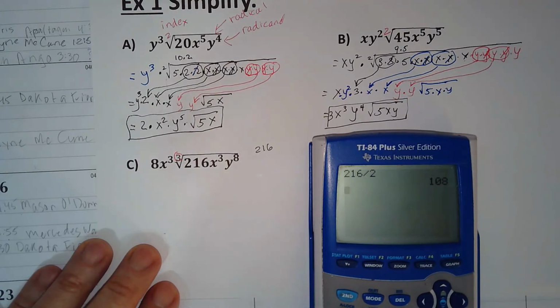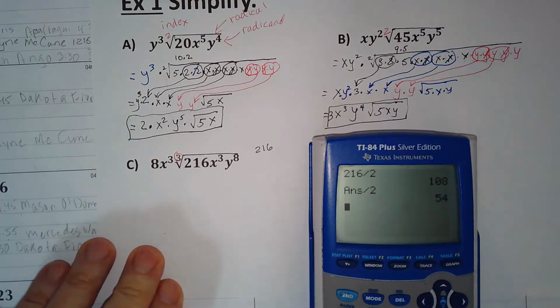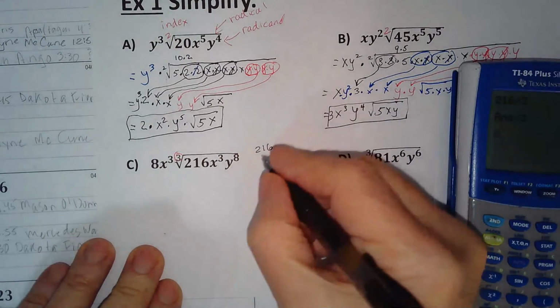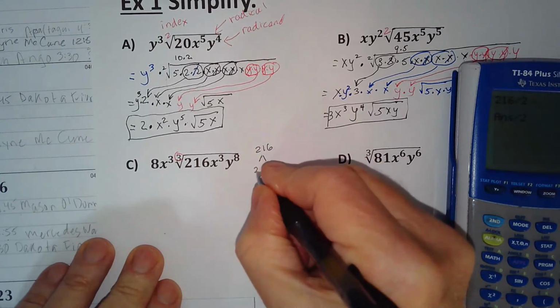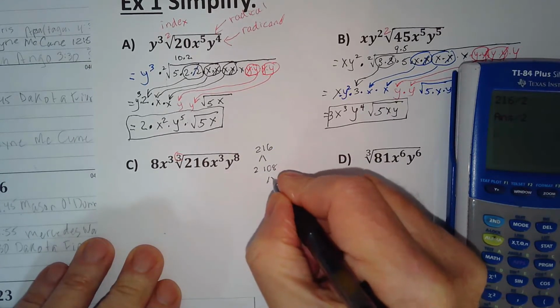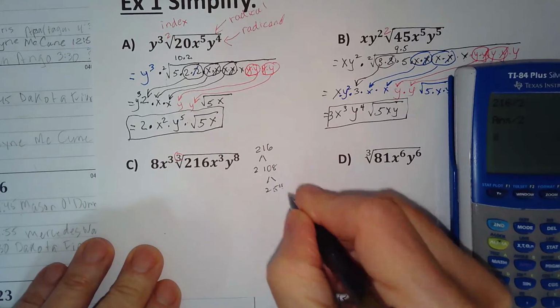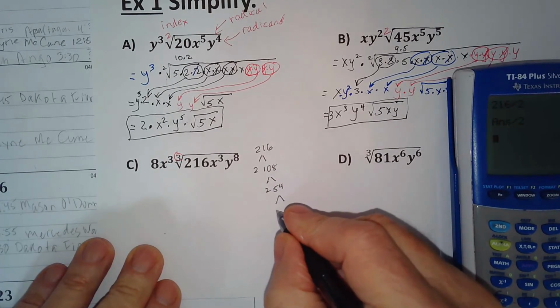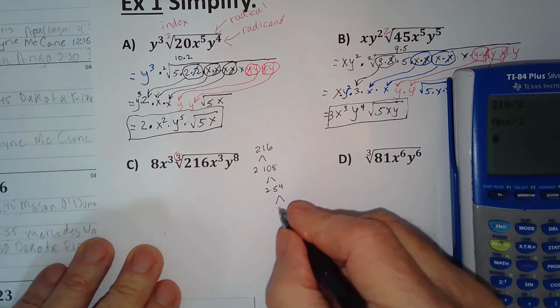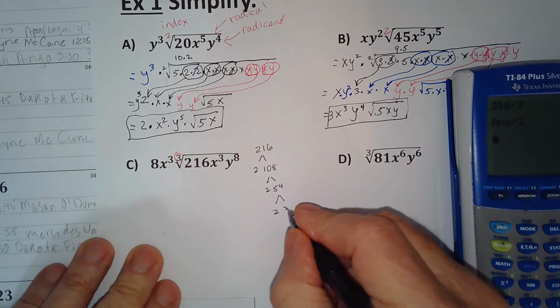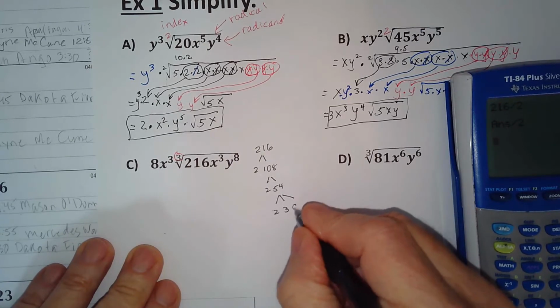So we know that that's divide it by 2 again. Let's see what we get. We get 54, and 6 times 9 is 54. So we have 2, let's do a little factor tree here. We have 2 times 108, which is 2 times 54, and this is 6 times 9, so that's 2 times 3 times 9, which is 3 times 3.